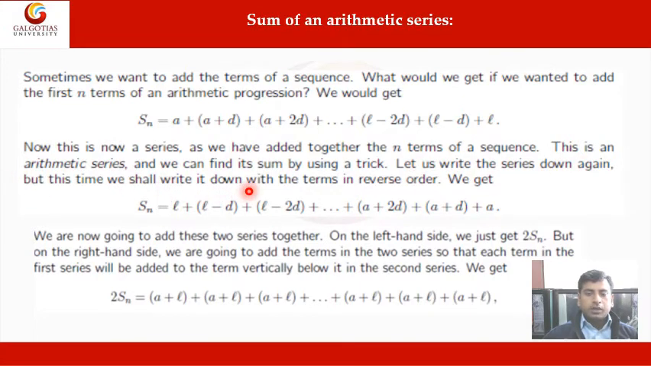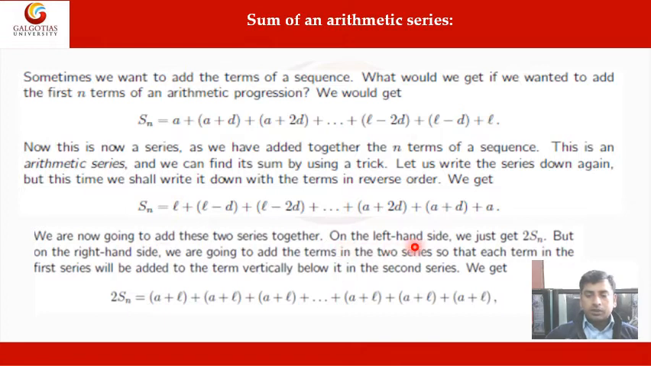We can find its sum by using a trick. Let's write the series down again, but this time we shall write it with the terms in reverse order. We get Sn equal to l plus l minus d plus l minus 2d plus l minus 3d and so on, plus a plus 2d plus a plus d plus a. So here we are now going to add these two series together.